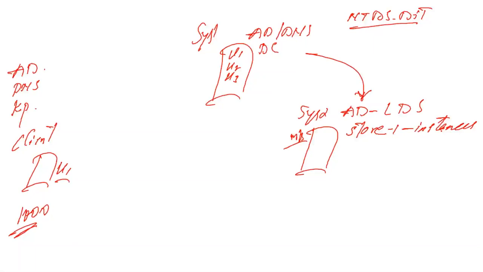Like last class, we created OUs and groups, and in the OUs we keep the users' information, right? Yes. So like this, we have to create the store. I'm creating store one, and store one has user one, user two and user three information. Like this, I'm creating store two also. Store two is called instance two, and in this instance, for example, I have S1 and S2 user information.